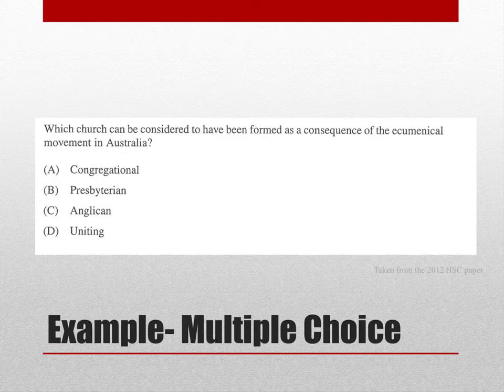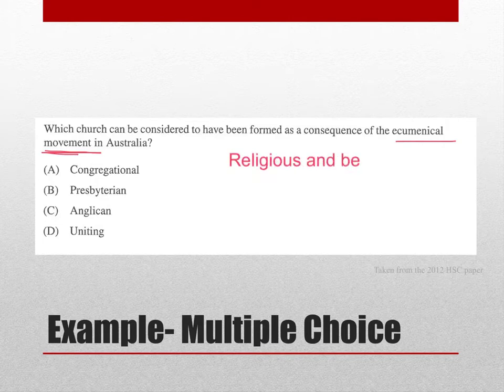The point of it, however, is for you to read the question and try and identify key words so that you can pinpoint it to a particular syllabus dot point. So for this particular question, we can see that the ecumenical movement. This is from the first unit of religious and belief systems in Australia.